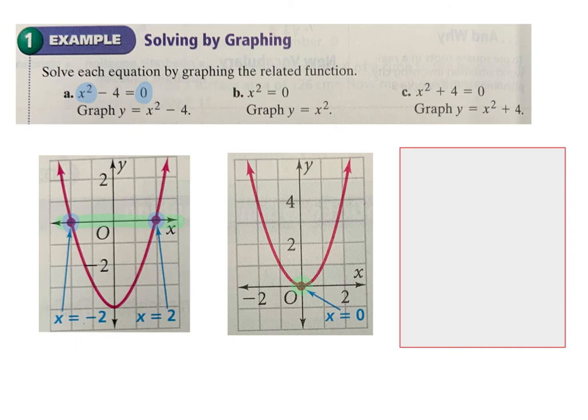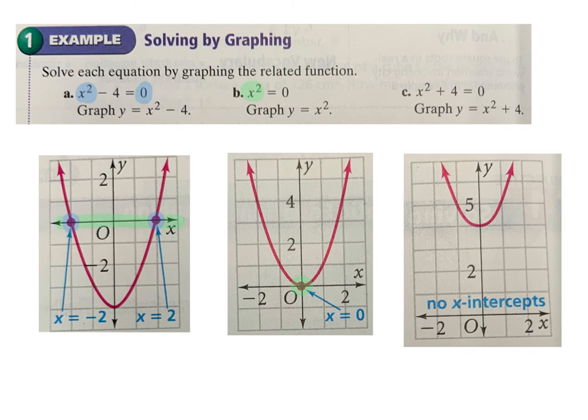Well, that also makes sense. If I plug in a 0 here, 0 squared equals 0. That is true. All right? And look at the last one. You'll notice that it does not cross the x-axis at all.